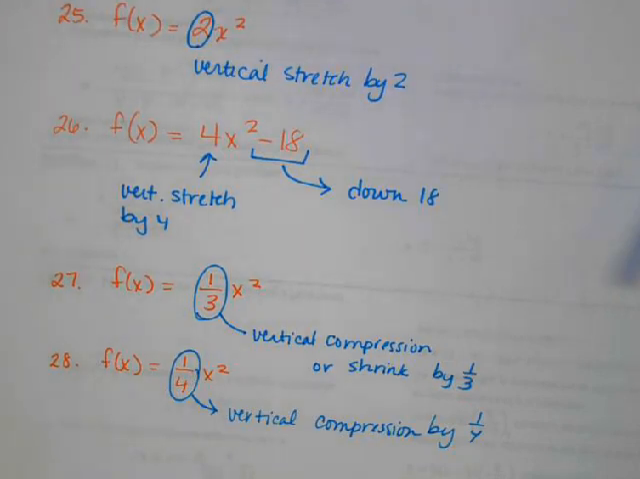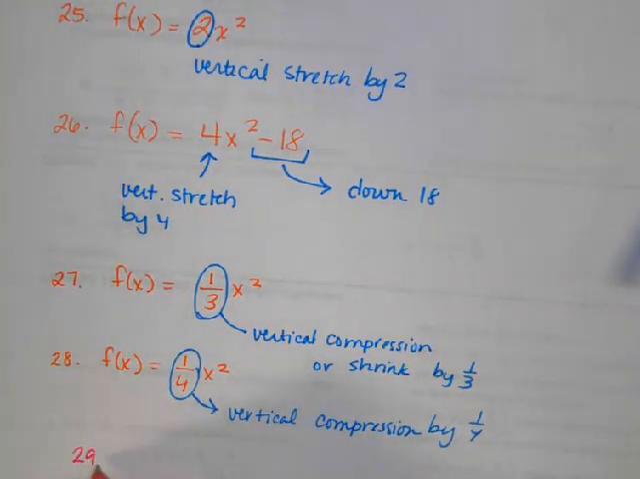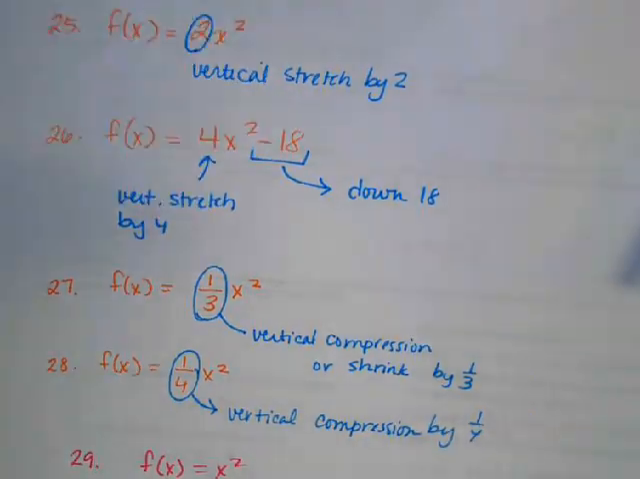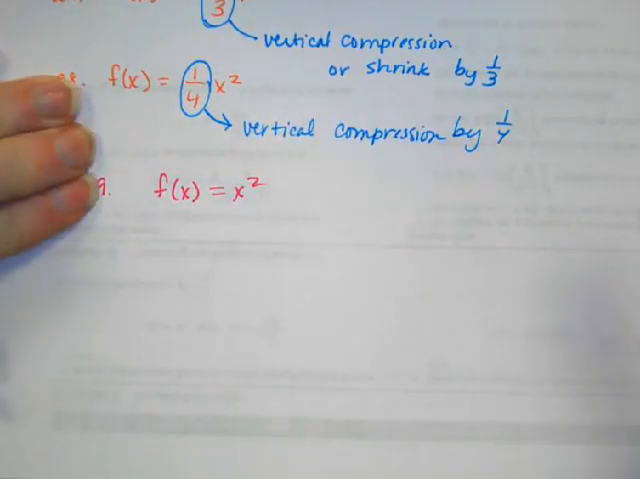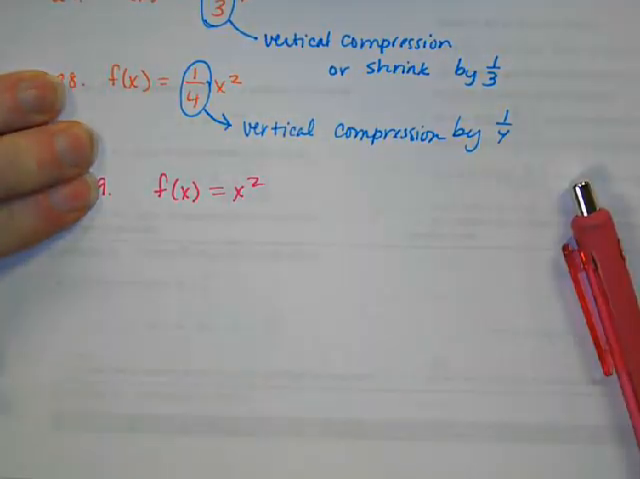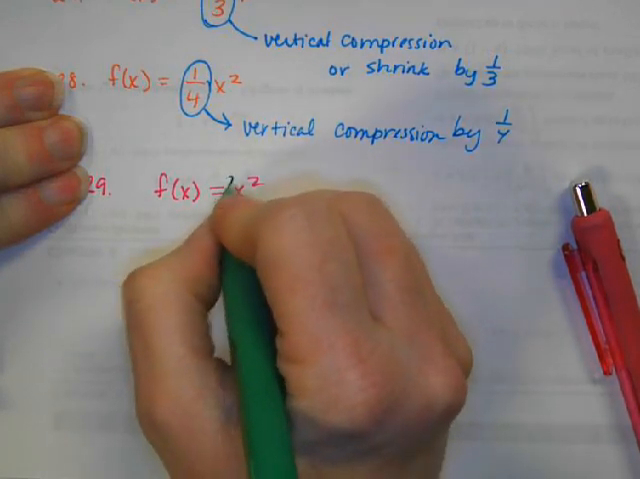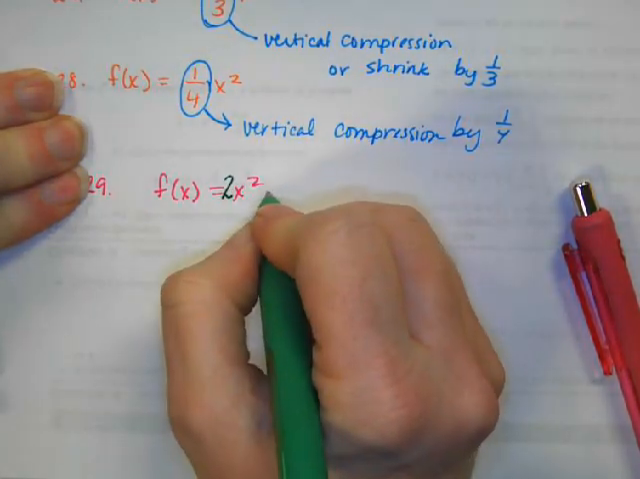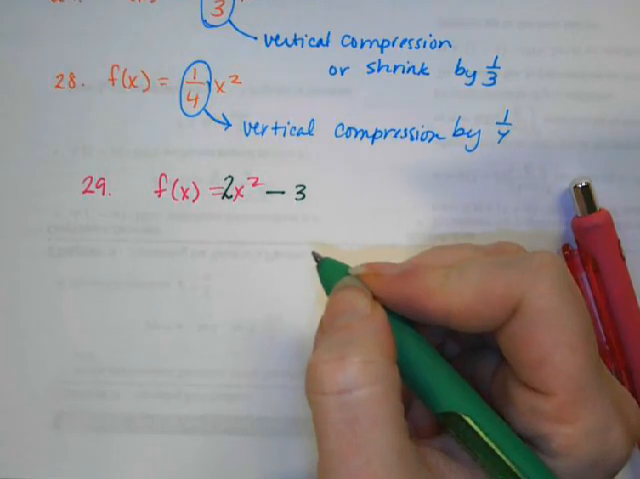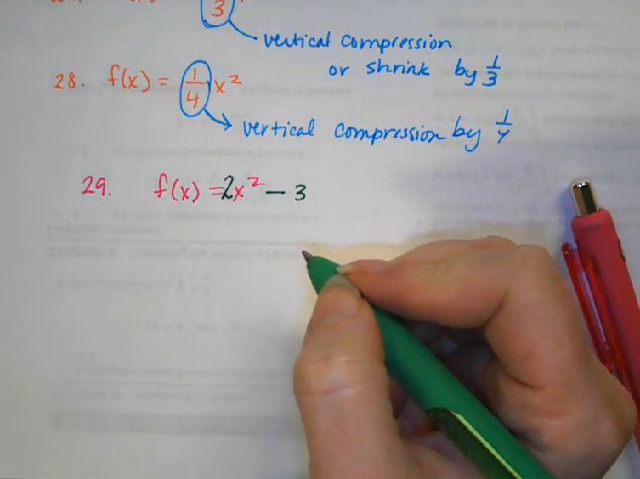So if we're going to write the equation for this one, remember, this is the original: f of x equals x squared. Now I have to show that it is now stretched by 2. That'd be a 2 in front. And moved down 3. So it'd be 2x squared minus 3.